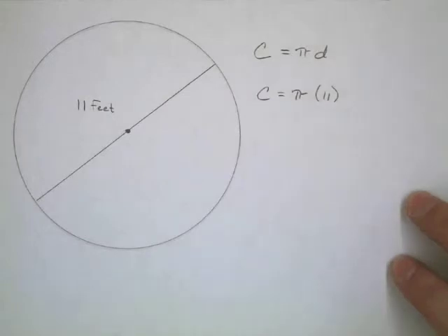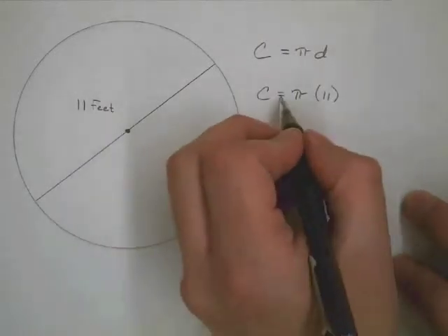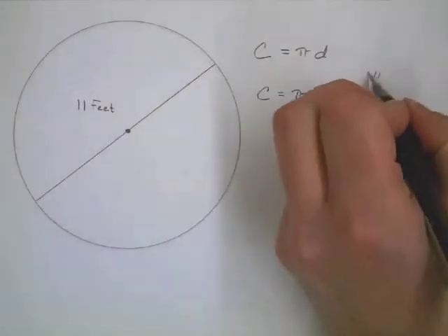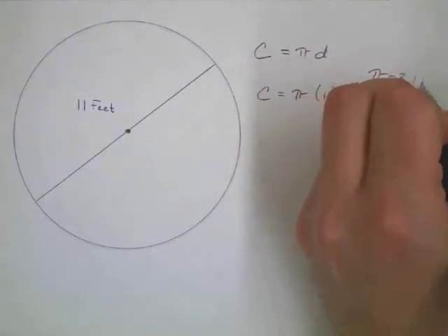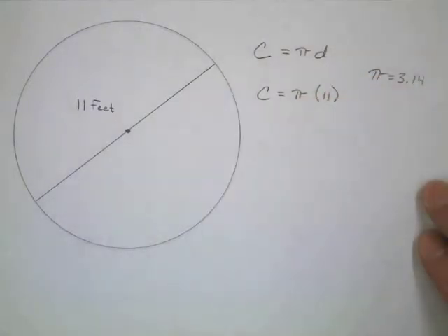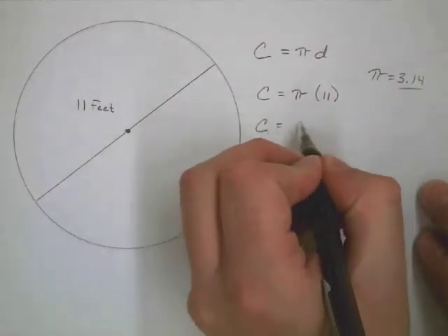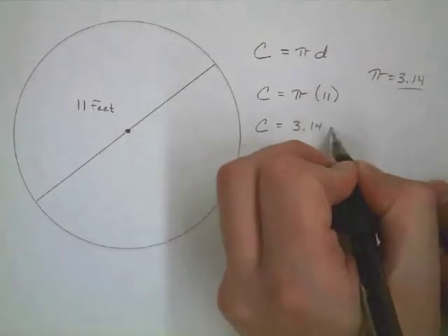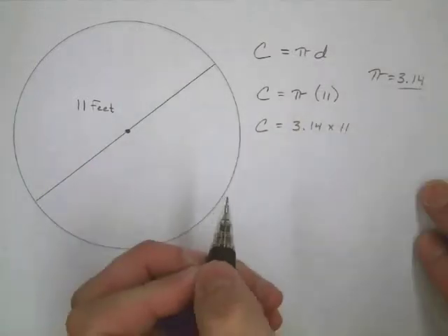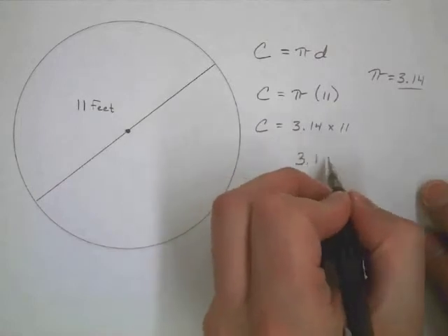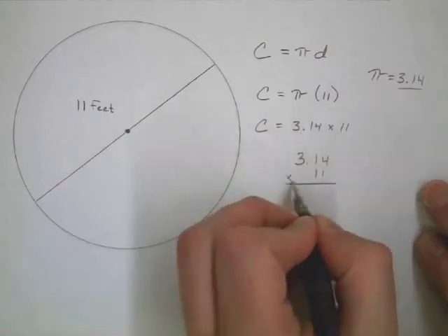And pi, for this one, we could estimate and just think of it as 3. But we could be more specific than that. We could be more detailed, more precise. And we could think of pi as 3 14/100ths, which is a very common usage of pi. That number is used a lot. So we could say circumference equals 3 14/100ths multiplied by 11. And I could work that out. 3 14/100ths times 11.